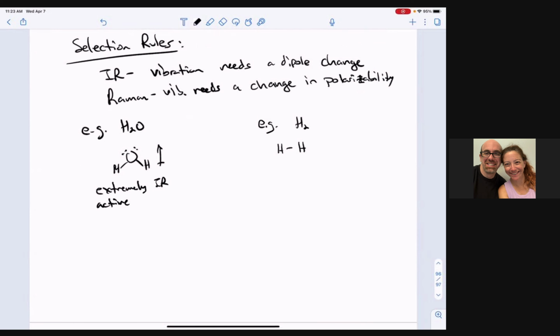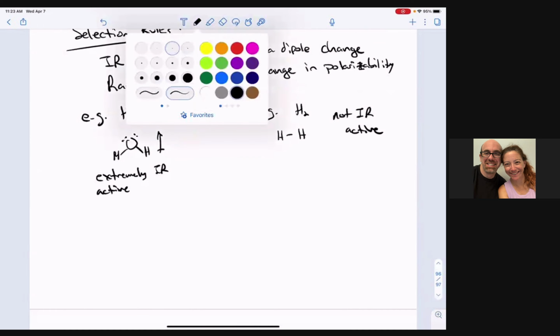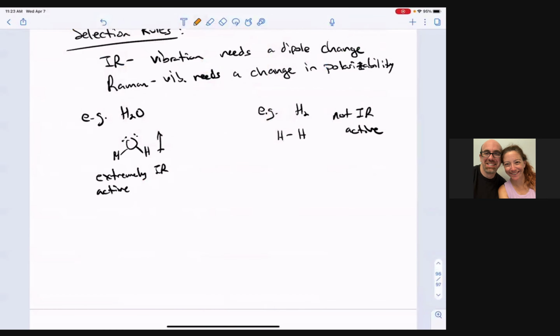Like lunch. All right. It's non-existent because it's a symmetrical molecule. So it is not IR active at all. You can't see the one stretch of hydrogen in the IR. It's invisible to the IR. Well, let's look at the Raman case. In Raman, we need a change in polarizability. Well, what is polarizability?